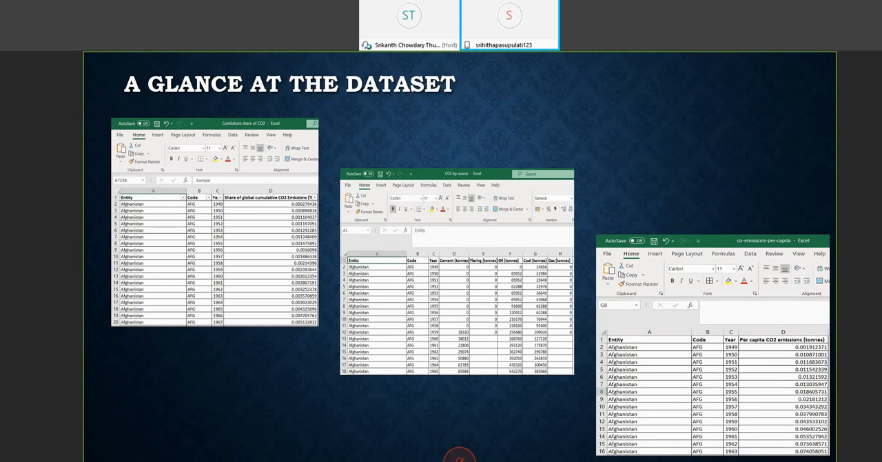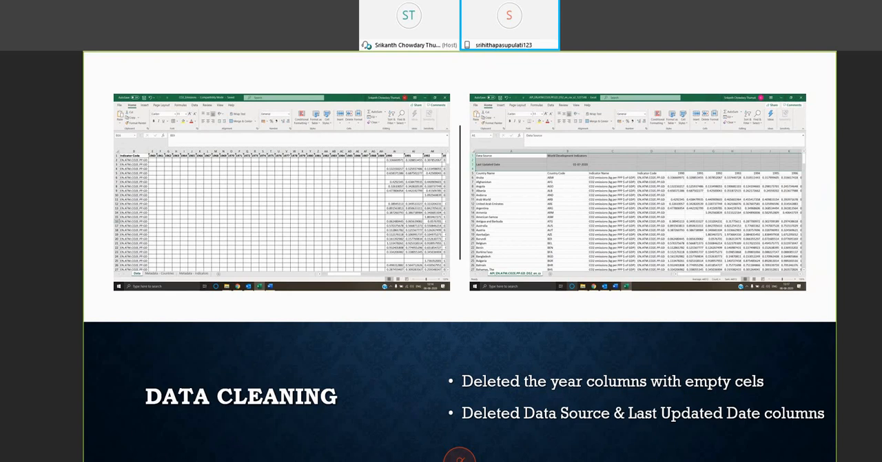And this is a glance at the data set that we have used. We have taken different tables and joined them. And this is our data cleaning part. For data cleaning, we have deleted the year columns with empty cells, and we have also deleted the data source and the last updated date columns.